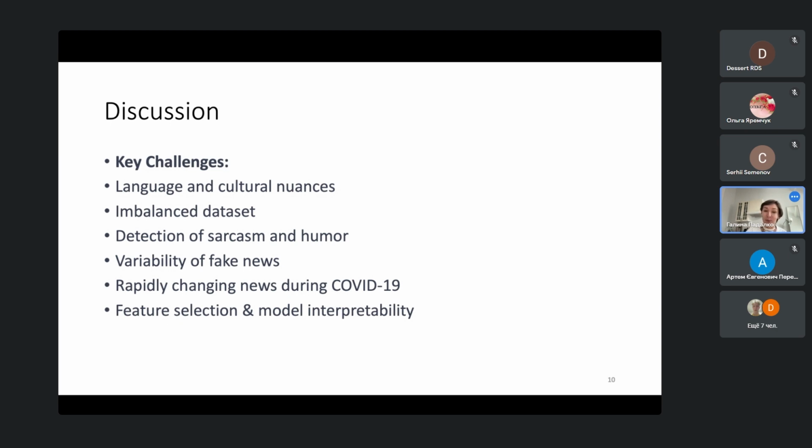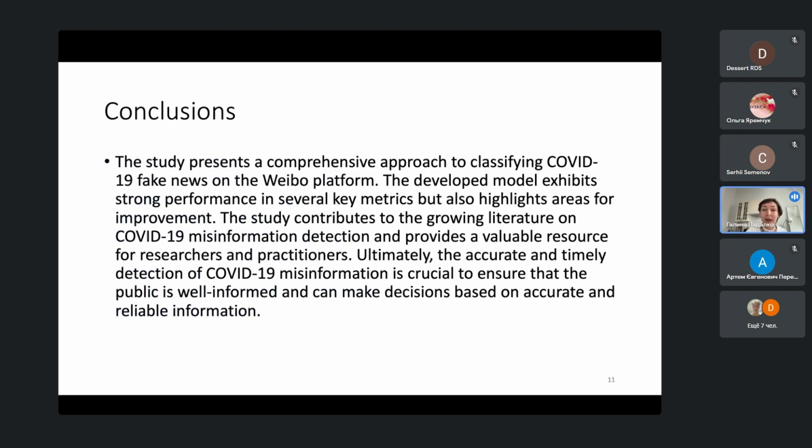So let's go to the conclusion. The study's main finding indicates that the developed model exhibits strong performance in several key metrics, including accuracy, F1 score, recall, and precision. However, the model specificity, Matthews correlation coefficient, and balanced accuracy highlight areas for improvement, particularly in reducing the false positive rate and improving the model's ability to classify real news instances correctly. The novelty of the study lies in its focus on the Weibo platform, one of the most popular social media platforms in China. It has not been extensively studied in the context of COVID-19 misinformation detection.